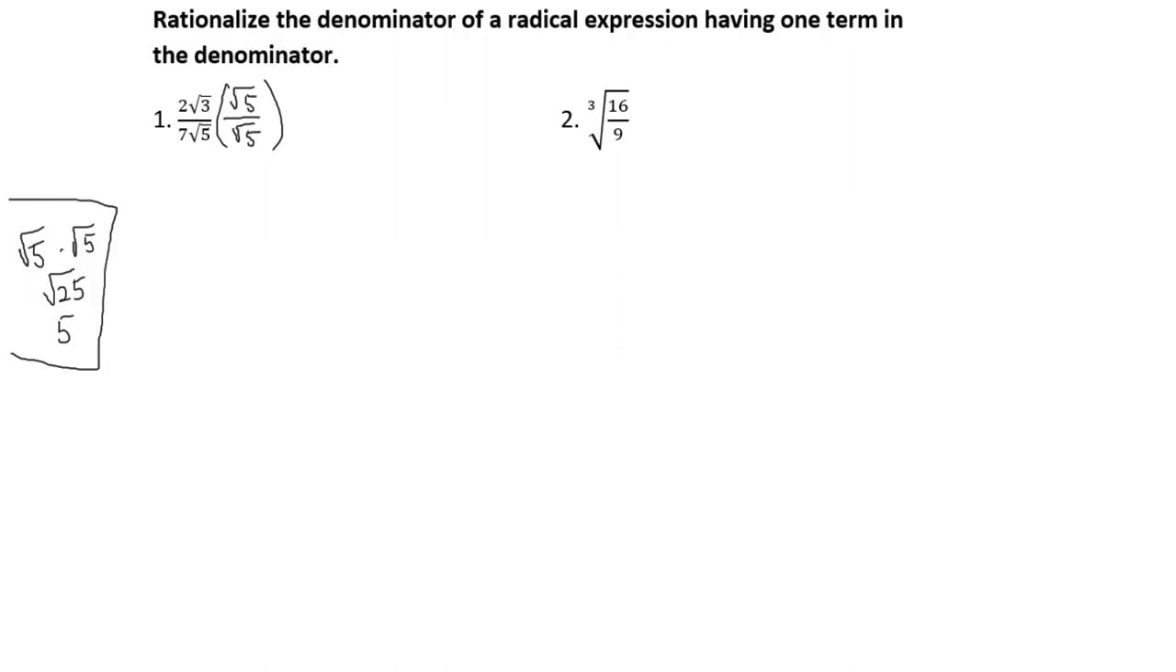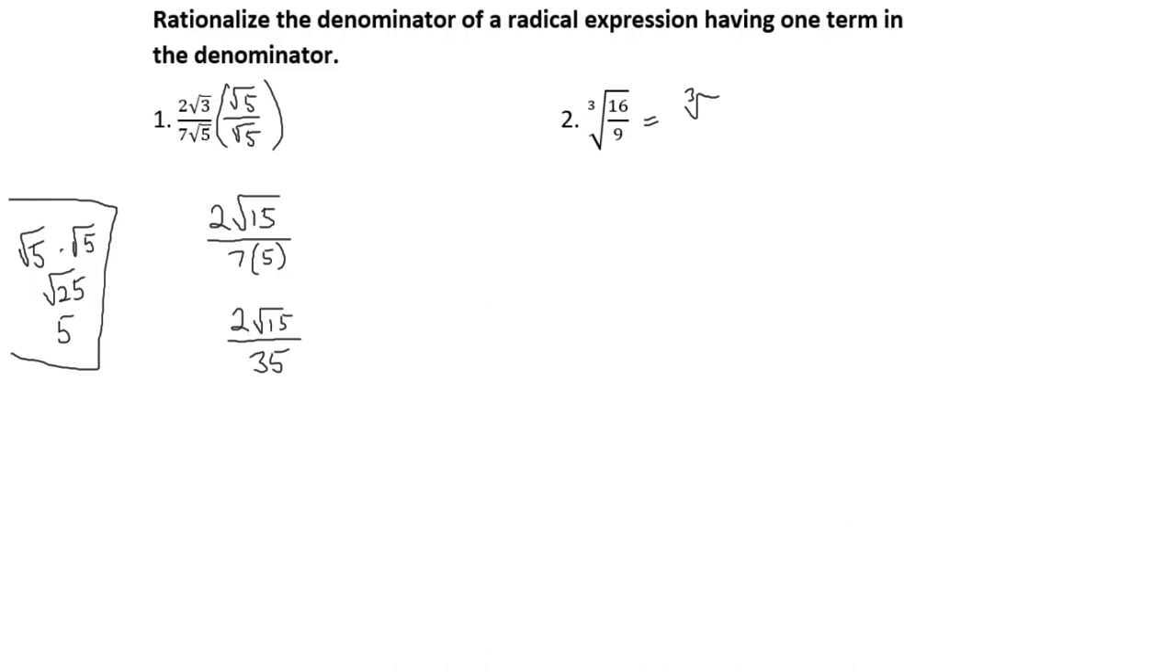After doing that, when I multiply it, that gives me 2 square root of 15 over 7 times 5. Simplify the bottom, and we have 2 square root of 15 over 35. That square root of 15 cannot simplify, and 2 and 35 are not going to simplify either. Okay, the next one, what we're going to do is split the top and bottom.